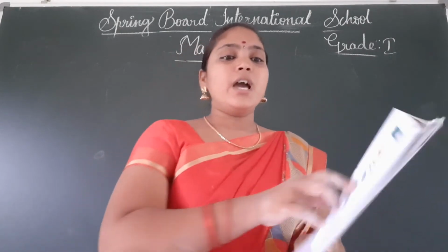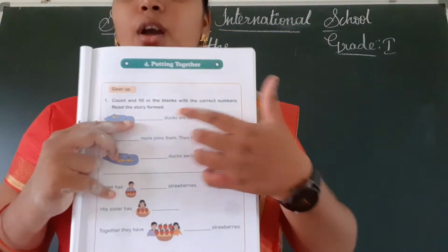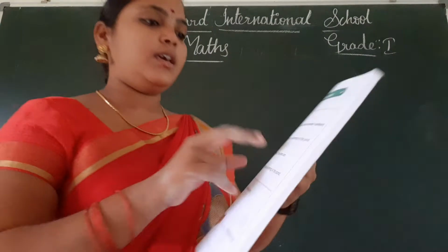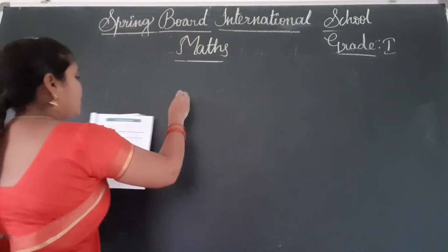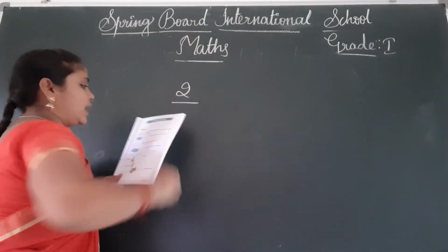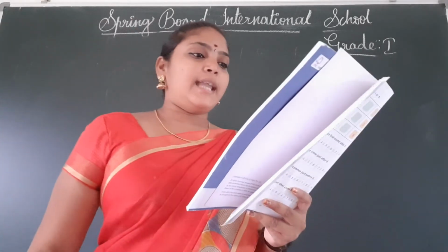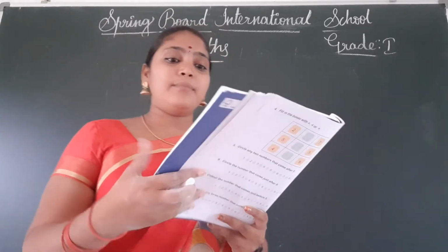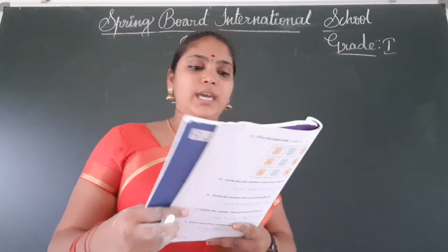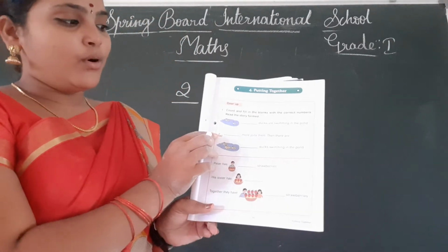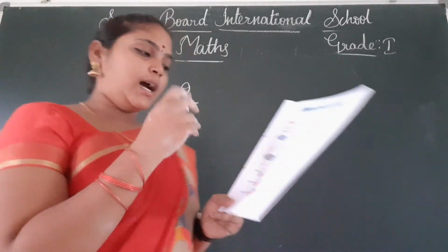Dash ducks are swimming in the pond. How many ducks are swimming in the pond, children? 2 ducks. Here you have to write number 2. Dash more joins them. Then they are dash. So here dash more joins them. 1.